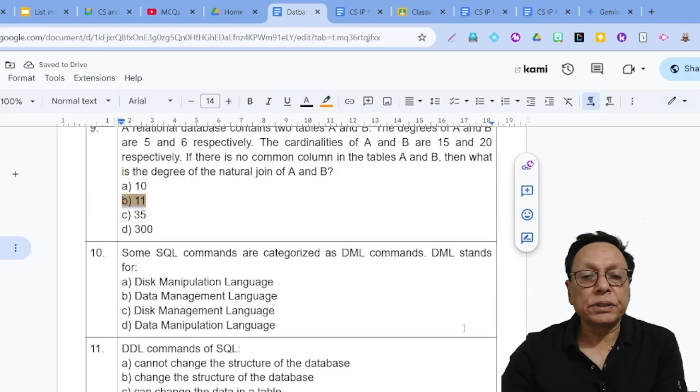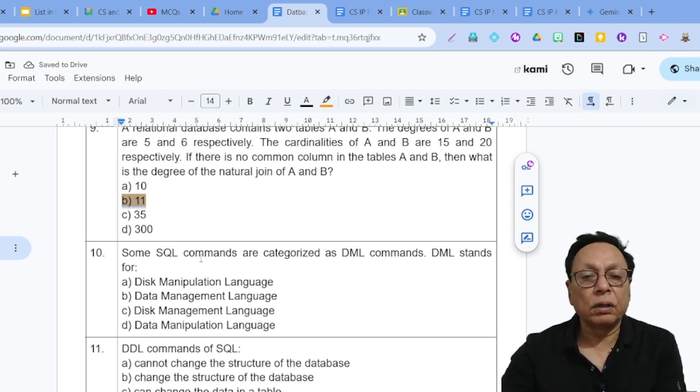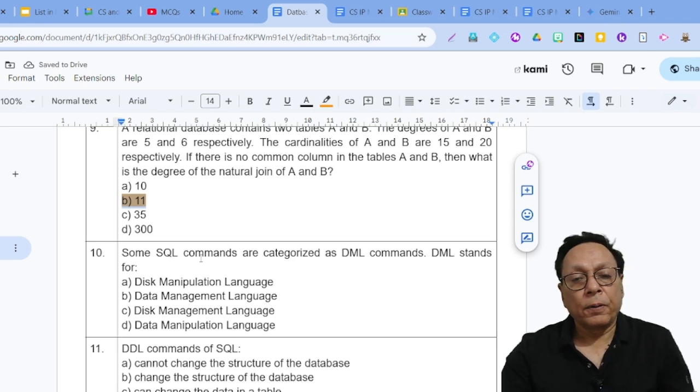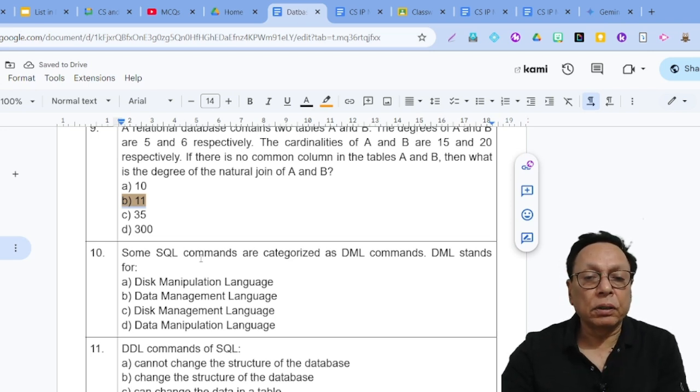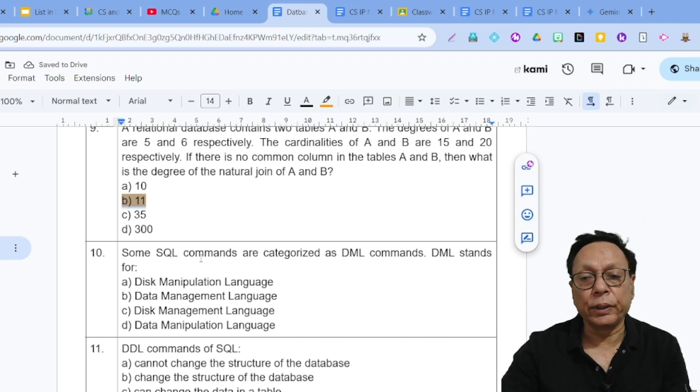Now the next question is 10. Some SQL commands are categorized as DML commands. DML stands for: disk manipulation language, data management language, disk management language, data manipulation language. You should know this when you are doing SQL.